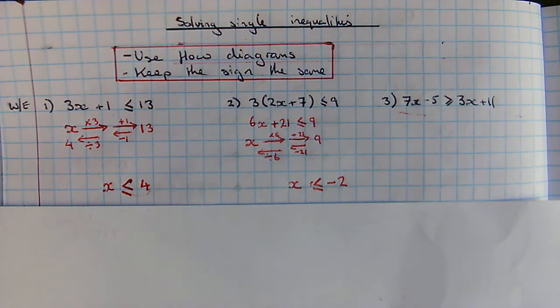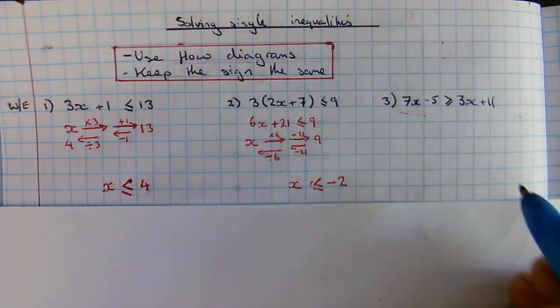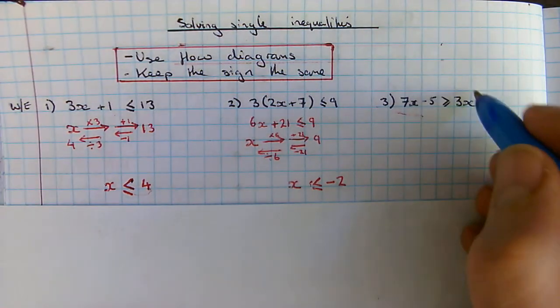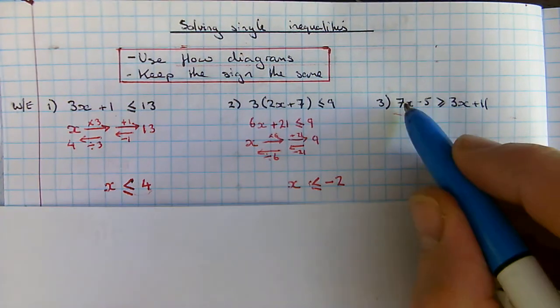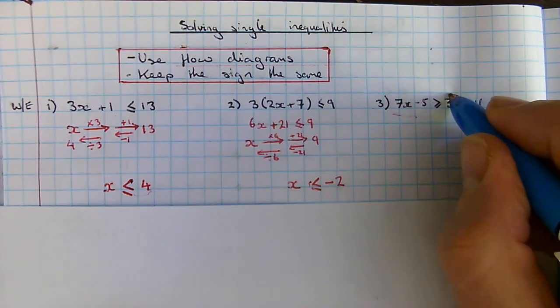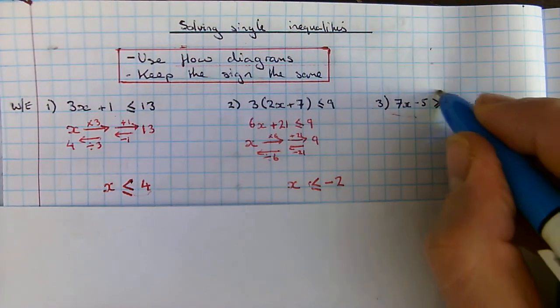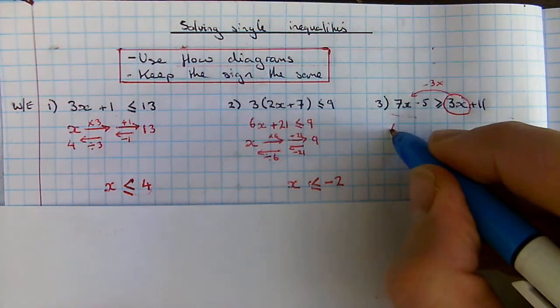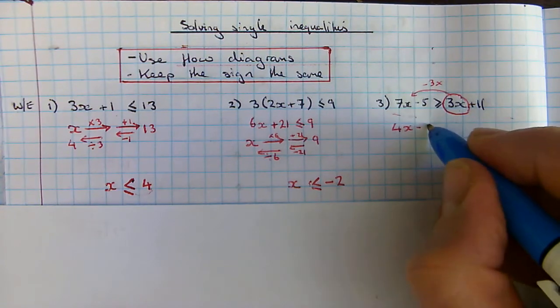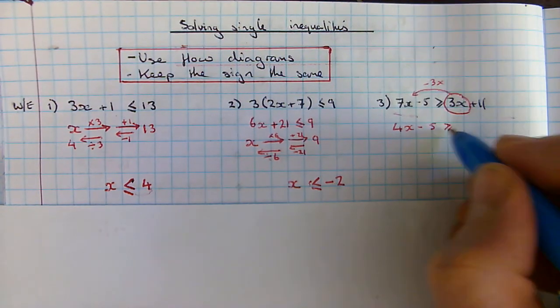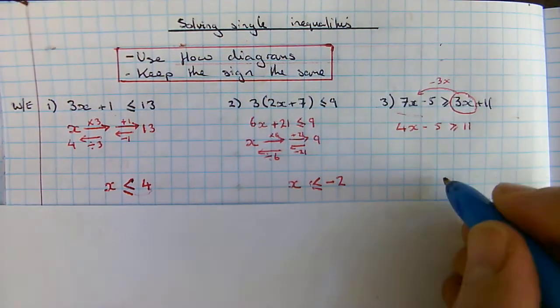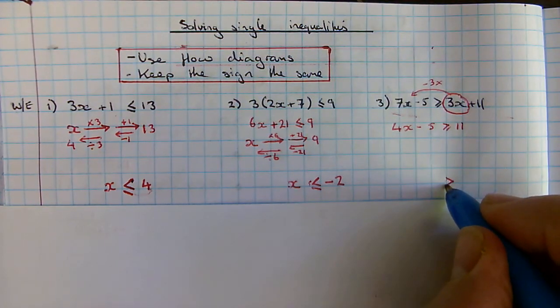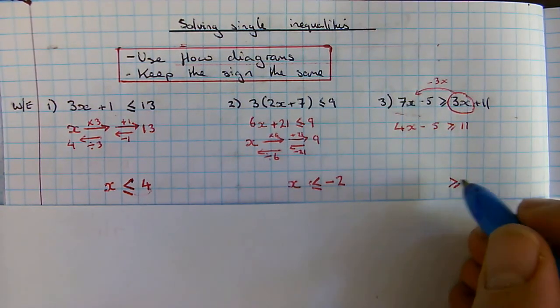Okay, last one. Here we've got the x's on both sides. So again, I'm going to use my bouncing method. I'm going to bring the 3 over to the 7 to keep it positive. So that's going to become a minus 3x. 7 take away 3x will give me 4x. Take away 5 is greater than or equal to 11. So I know that here I'm going to have a greater than or equal to sign at the end.